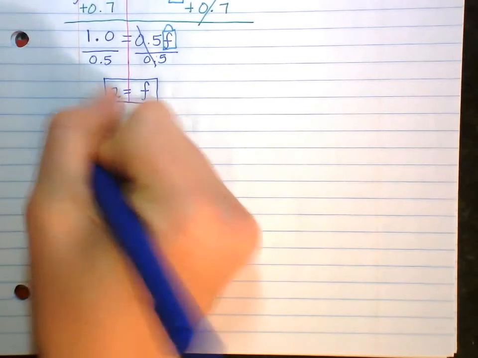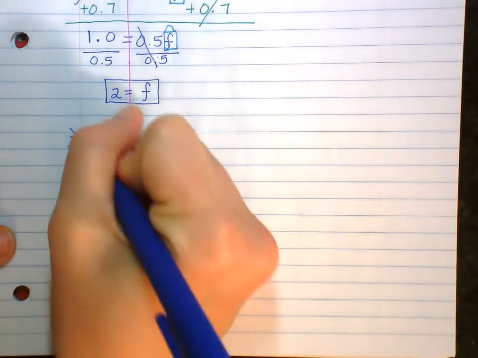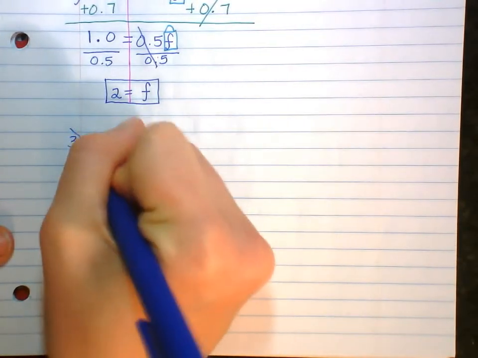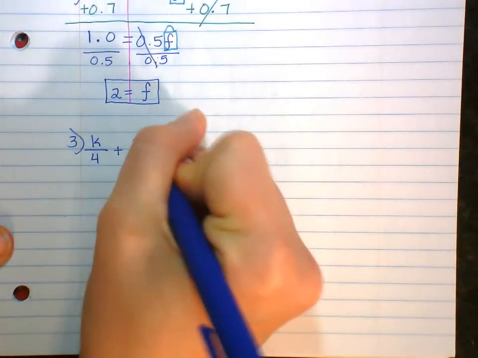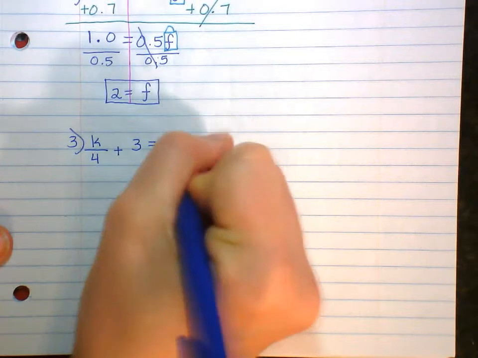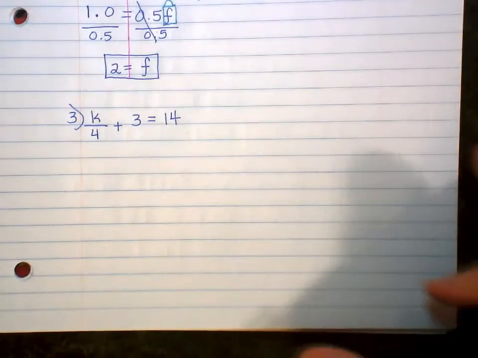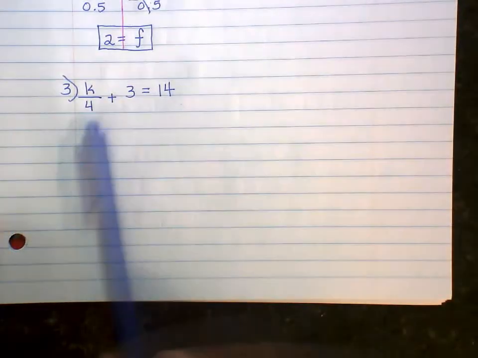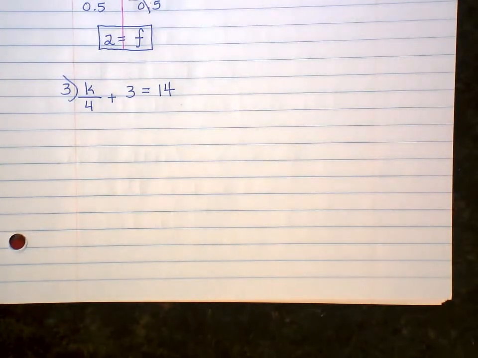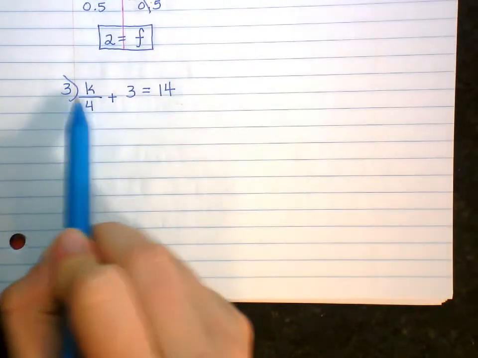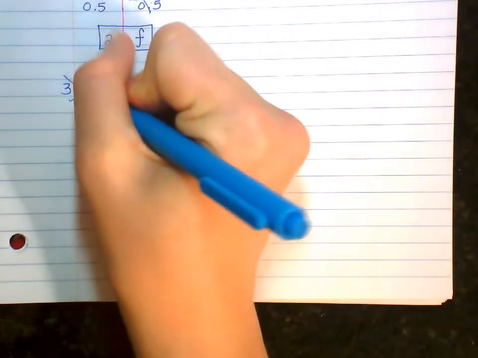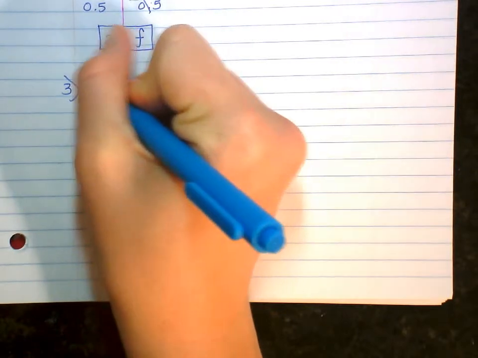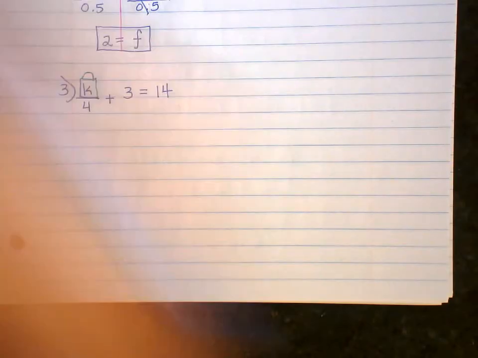Okay, problem 3. So k fourths plus 3 equals 14. Now, a lot of students struggle or get scared when they see a fraction. But there's no need to, because the steps are the same, and a fraction is just division. That's k divided by 4. So first you lock up the variable, then you draw the line.